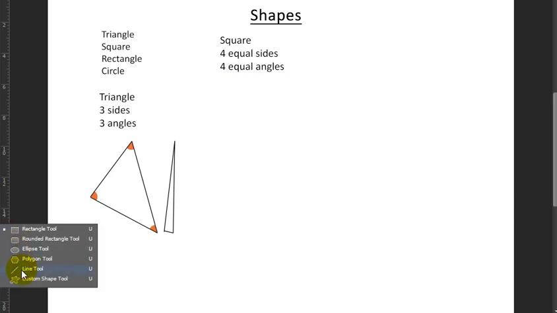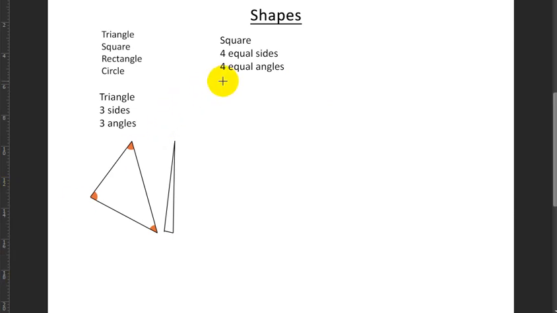Actually, no, we're going to use that. To make a square, I would have to make a shape that has 4 equal sides. So here, this one has 4 sides that are the exact same.